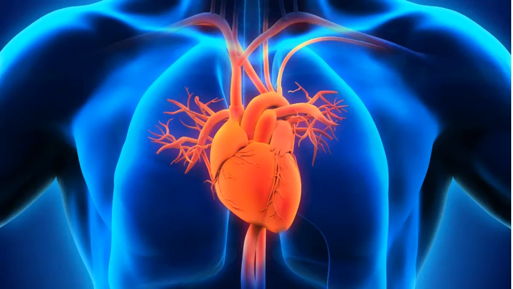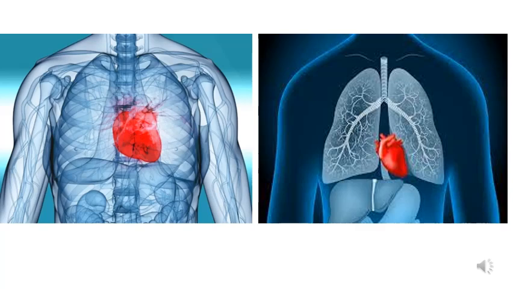other wastes. Location: situated between the lungs and behind the breastbone, with 2/3 of its mass on the left side of the midline. It is located slightly to the left of the center of the chest, behind the sternum.